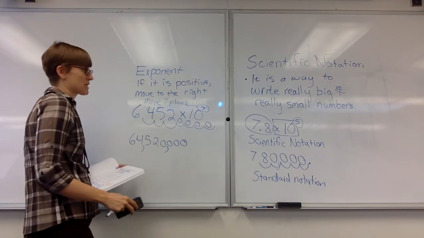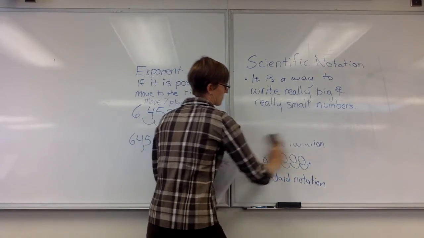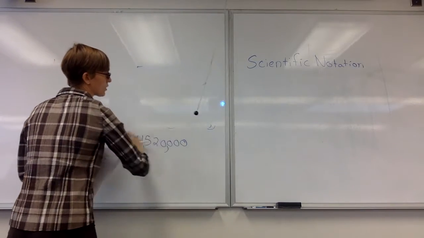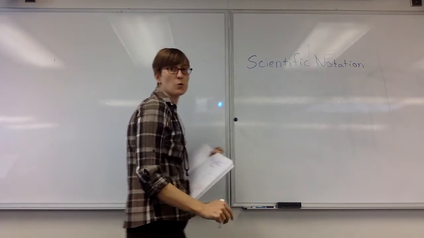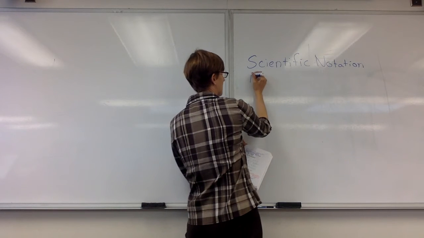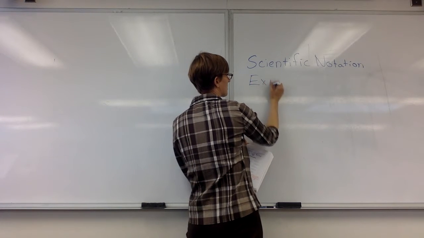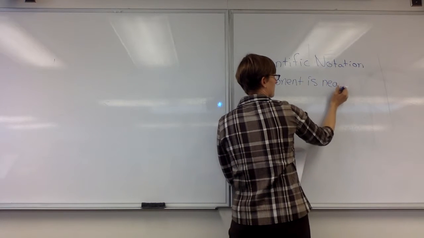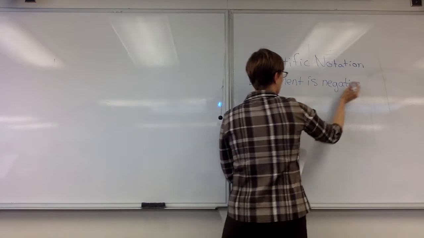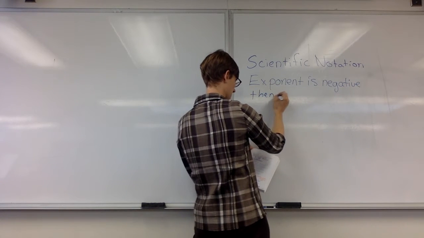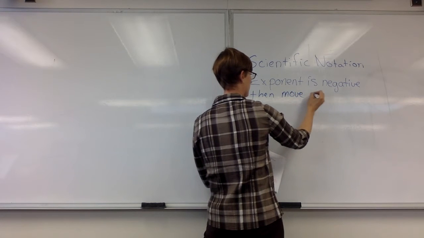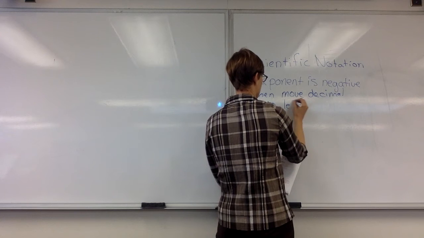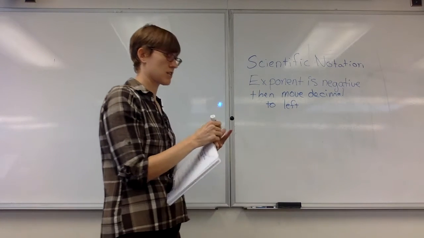So let's look at what happens when we have really small numbers now. So if I have really small numbers, it's going to be a little bit different. With small numbers, I'm going to have a negative exponent. So if the exponent is negative, then you move the decimal to the left. Think about it as you're making the number smaller.